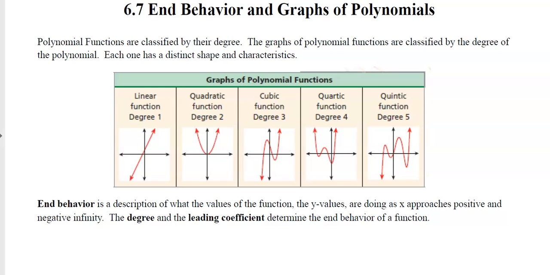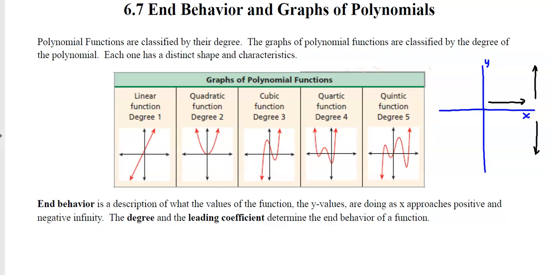All right, last section, 6.7, end behavior and the graphs of polynomials. What we're interested in here is what happens, and this is the basic idea before we get into the formal terms: you have the x and y axis, and we're trying to figure out as a function moves in this direction, as our x's are getting bigger and bigger, what is y doing? Is y going up or is the y value going down?